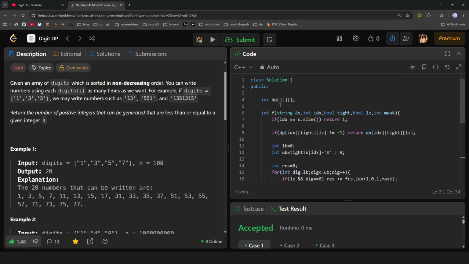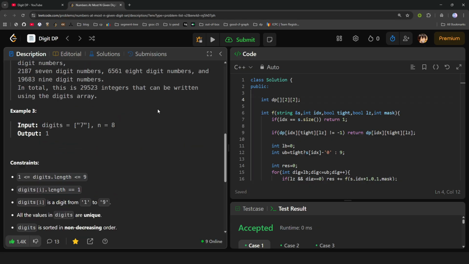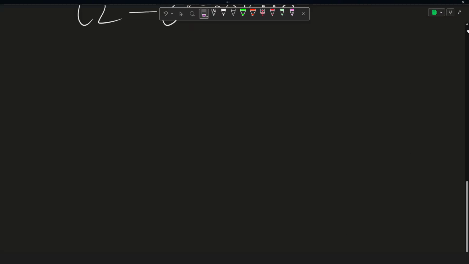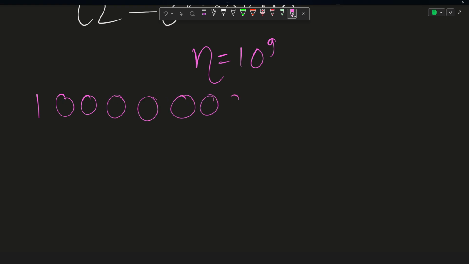So let us now try to think what will be the sizes for each of the states. Since these two are nothing but boolean values, it will be 2. And what will be the size for the index? If you look at the constraint, the value of n can go up to 10 to the power 9. So it will be something like 1 and the remaining 9 zeros, right?